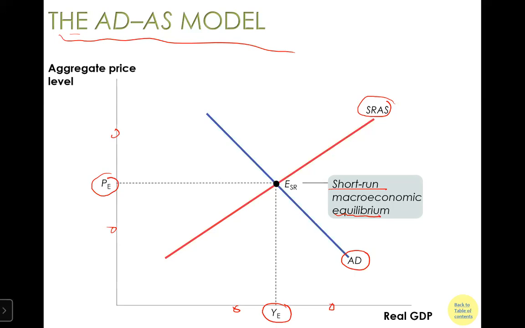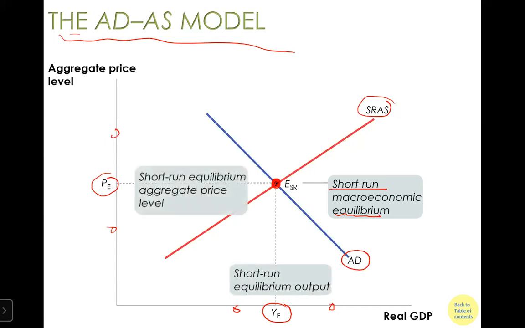So you're going to see eventually the economy is going to settle here, at least in the short run, right? And by the way, here this YE is called short run equilibrium output, and the PE is short run equilibrium aggregate price level, right?